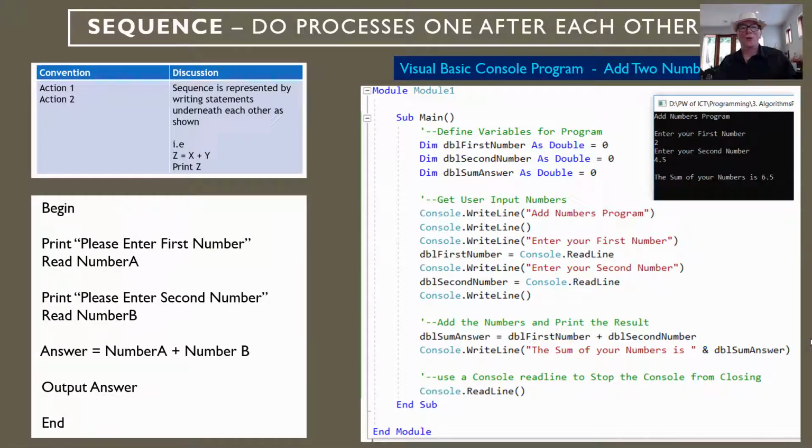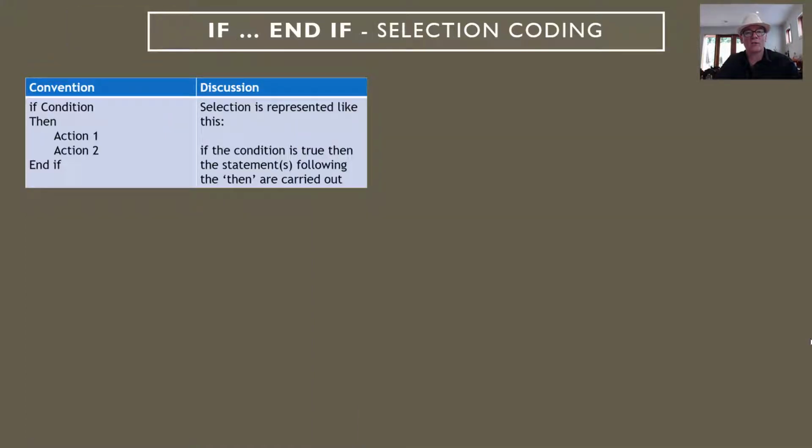Okay, so that was our first Visual Basic Console program to add up two numbers, and here it is if you need to look at it, if you're going to try that out yourself. And let's move along. That was sequence. That was our first structure out of the 10.